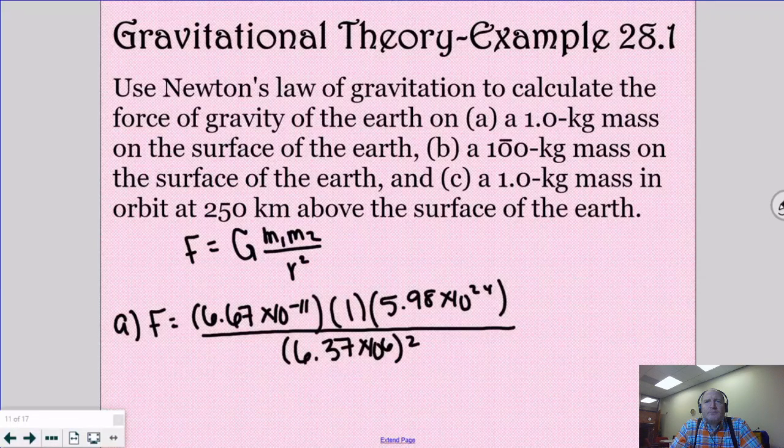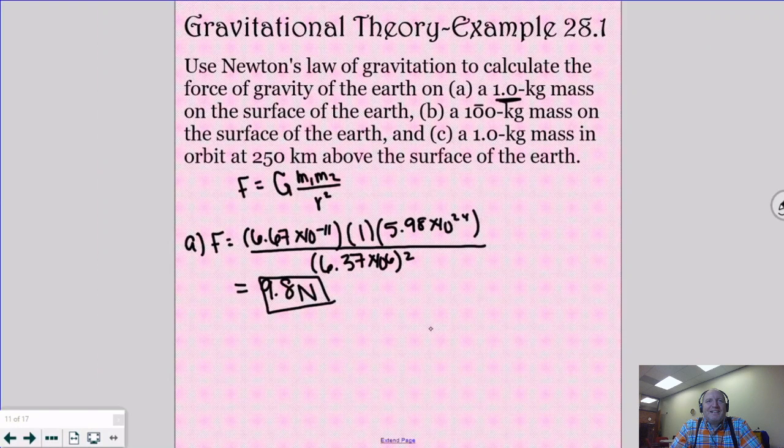Okay, so we're only going to go to 2 sig figs because that's how many they give us. So you should get 9.8. And then our unit is in newtons. So newtons would be your answer. Okay, now we're going to do B.